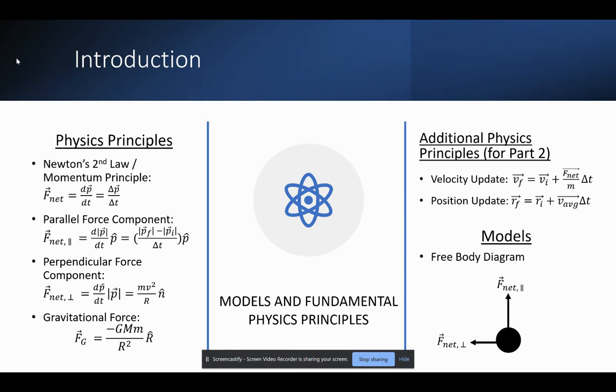To predict the object's motion, we need to know the net force acting upon it, its velocity, and its position at regular intervals, or time steps. Newton's second law reveals the object's net force, as it states F net equals dp over dt equals delta p over delta t, or change in momentum over change in time.